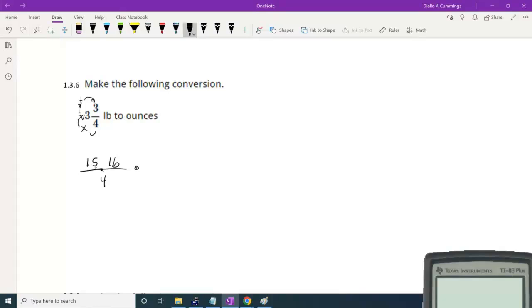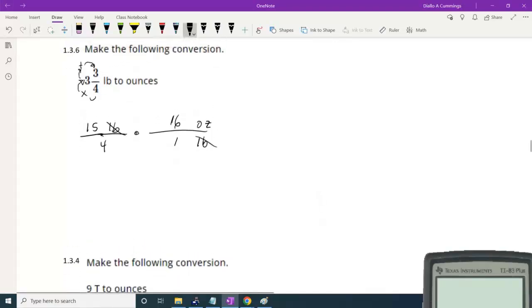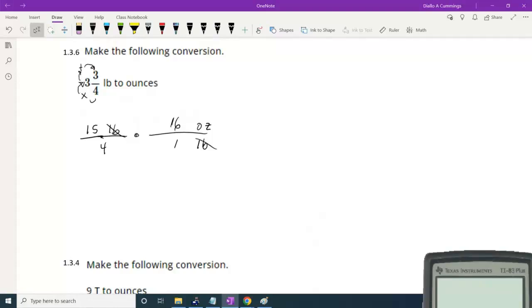We're going to convert that to ounces. So I'm going to put pounds in the denominator of my unit fraction and ounces in the numerator. I'm going to write out that conversion: 1 pound is 16 ounces. So when I multiply, I can cross cancel the unit of pounds. And when you multiply fractions, you don't need a common denominator. You simply multiply your numerators, and you multiply your denominators.